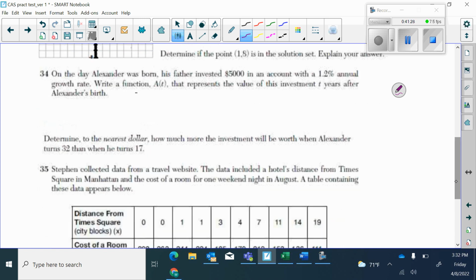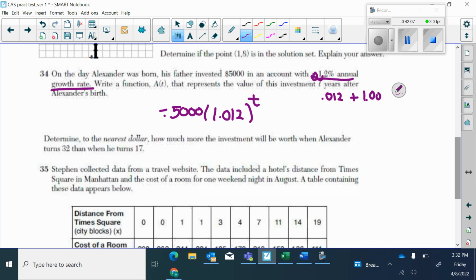All right. On the day Alexander was born, his father invested $5,000 into an account. So that's the initial value, $5,000, with a 1.2% annual growth rate. Whenever you see this in percents, it's going to be an exponential function. T in years, that's my exponent. So it's 1.2% growth. Go 2 places to the left, so 0.012. We are adding that to 100%, which is 1.00. That's 100% is 1. So then I get 1.012 to the T is my equation.